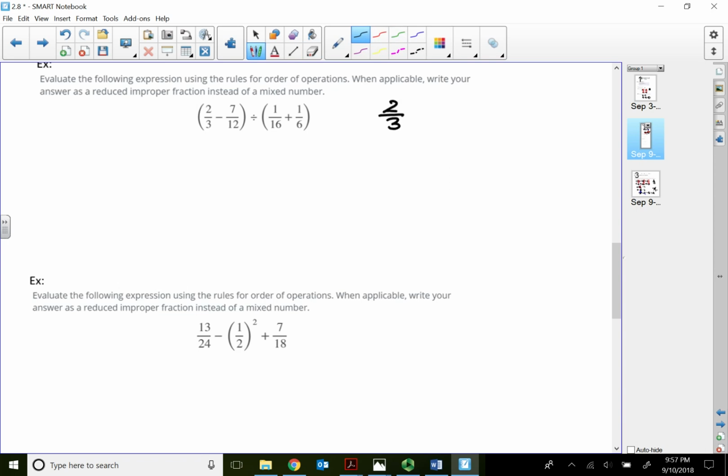2 over 3 minus 7 over 12. Subtraction between two fractions, find the LCD, 12. So 3 going into 12 is 4 times, numerator times 4, that's 8, minus. The second denominator becomes the new LCD, times 1. Numerator times 1 is 7. So that's 1 over 12 coming out of the first parenthesis. Divided by 1 over 16 plus 1 over 6.